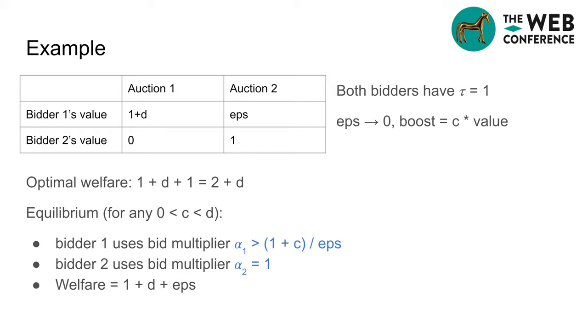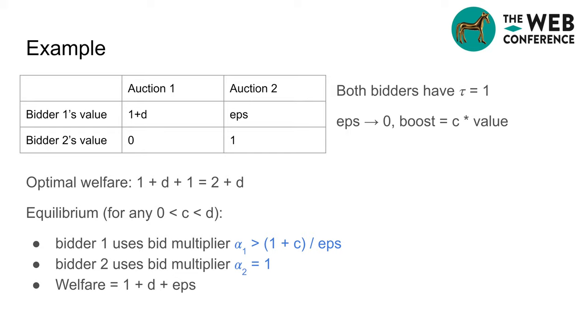Now let's consider the following example, which could be helpful in illustrating the auction with boost and also the bound from our theorems. The example consists of two auctions and two bidders. In auction one, only bidder one is interested in winning an item, and in auction two, both bidders are interested in. And we assume both bidders have tau equal to one, and here epsilon is a small number that goes to zero, and we use boost equal to C times the value. It is easy to see that the optimal welfare from the two auctions is 2 plus D, so 1 plus D from auction 1 and 1 from auction 2.